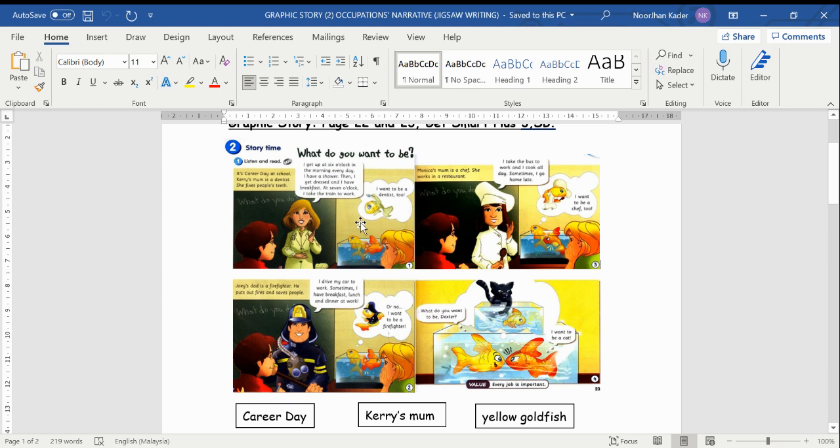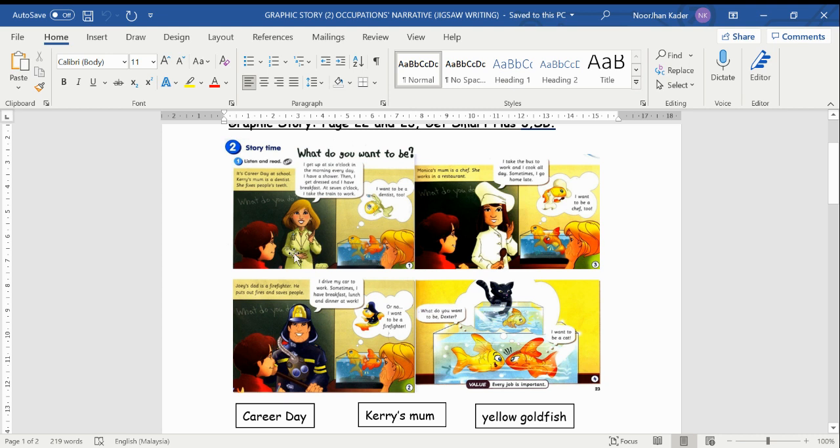Why I say, because you see it's like a speech bubble, but it looks more of an imagination. You see the speech bubble is not like the person is really talking, but it is like an imagination. You see the bubbles? They're different. Okay, so this is a yellow goldfish and this is the orange goldfish.